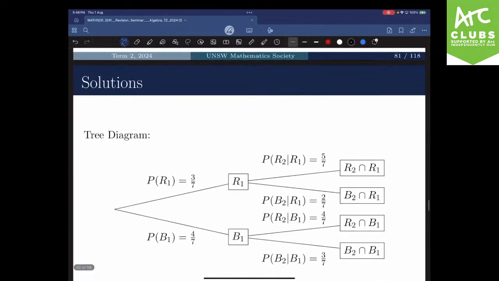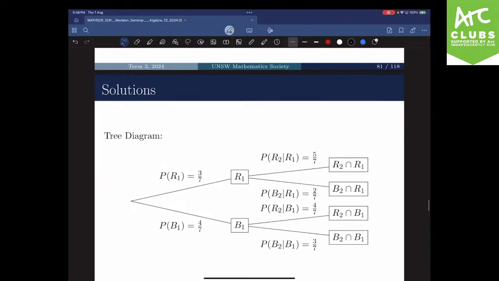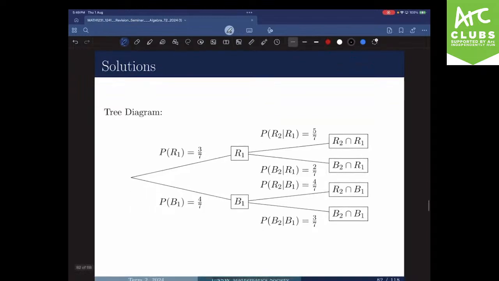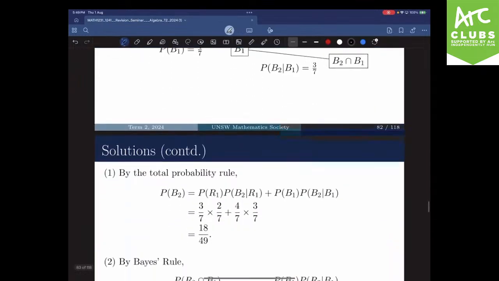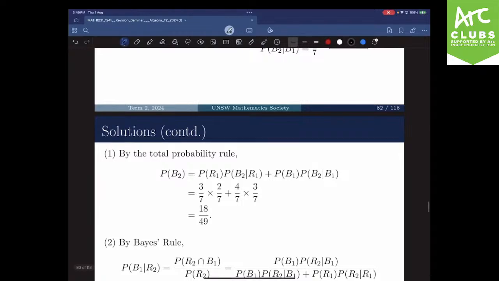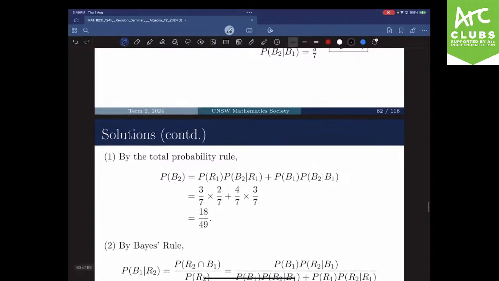Once again, in these solutions we go with the tree diagram method, but in an exam, it's unrealistic that we're going to draw all of this out. Probably a waste of time, but it just helps us understand what's going on. Then we'll get that the final answer is 18 on 49 for this.